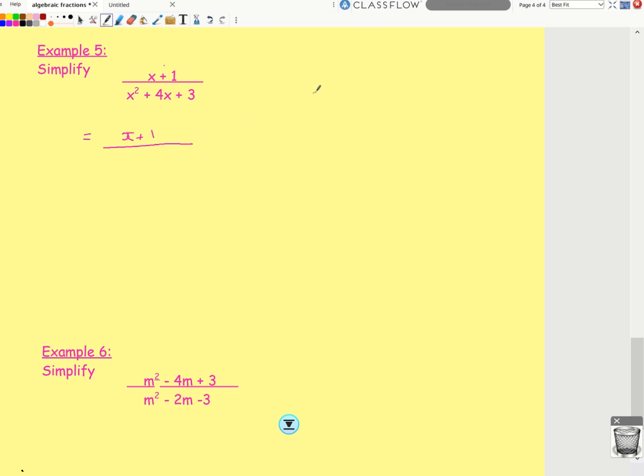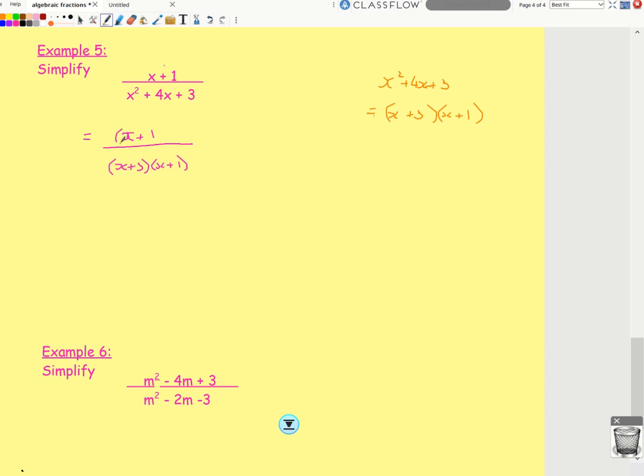The bottom line will factorise. If we've got x squared plus 4x plus 3, that factorises, that's a trinomial, so we've got a double bracket. We're dealing with the letter x, and factors of 3, that will give me 4, it's a plus 3 and a plus 1. So I'm going to take that answer and put it into the bottom line now. So I've got x plus 3 and x plus 1.